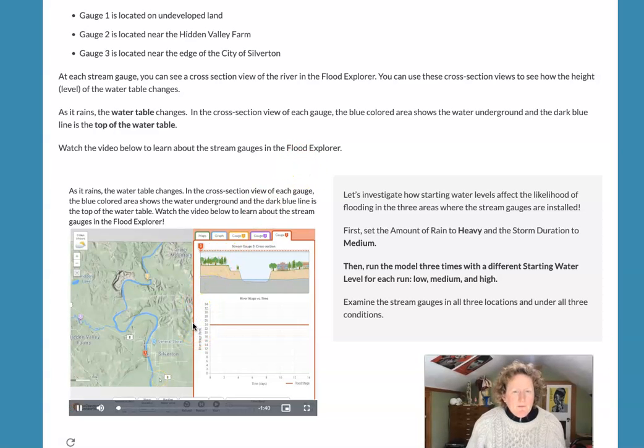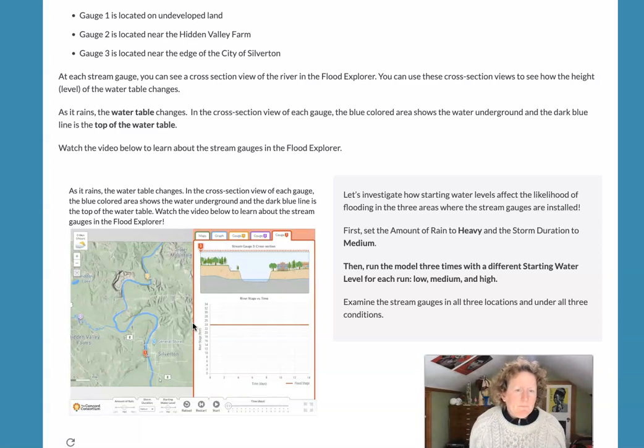The Flood Explorer includes 3 stream gauges spread out across the Silverton region. The stream gauges on the map are indicated by a colored dashed line extending across the river. You can see them here, here, and here. Each stream gauge has an associated cross-sectional view of the river at that location in the right-hand side of the model. The left side of the cross-sectional view is indicated by the dot and label of the stream gauge on the map. For example, at stream gauge 3, you can see a park on the left side of the cross-section and stores on the right side. Those are indicated by the green area on the map and the roads on the map.